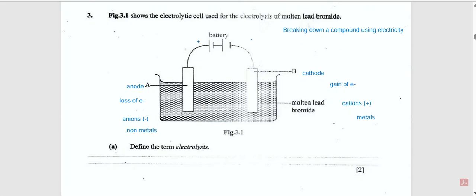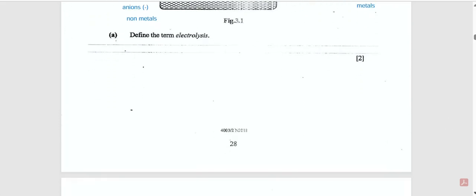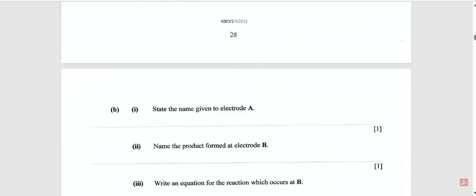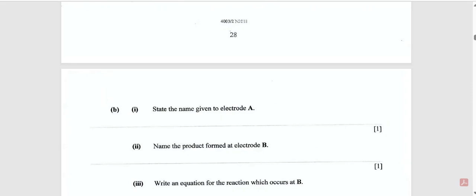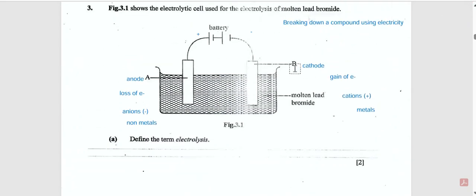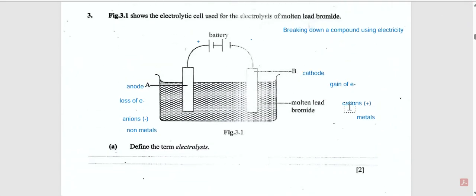Let's move on to the next question. State the name given to electrode A. We have already named electrode A. Electrode A is the anode. Now the other question is: name the product formed at B. So if we go back to B, B is the cathode. Remember, cathode is where the cations go.